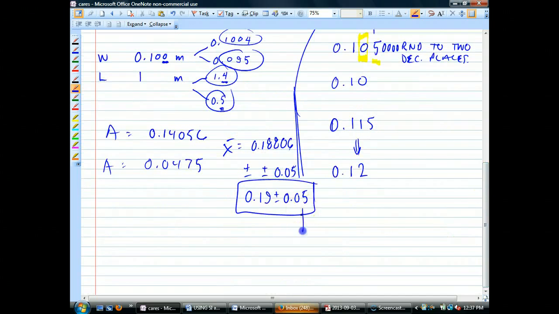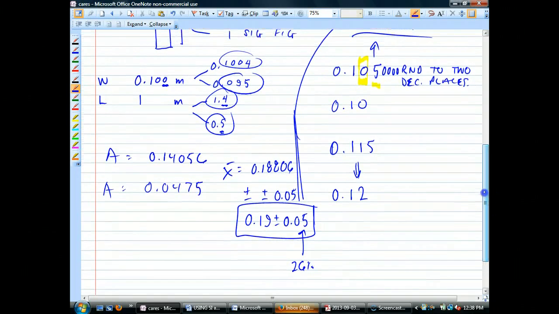Now, what is this in terms of percentage? This is 0.05 divided by 0.19, 26%. So I've got a 26% error. This thing right here, though, what was the error on this? It was only, let's see, 0.1234.